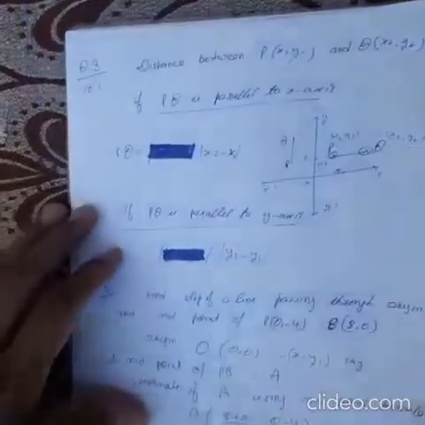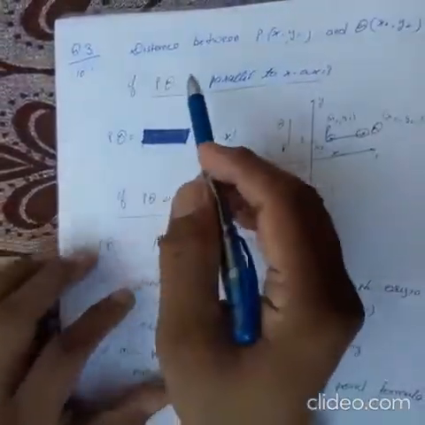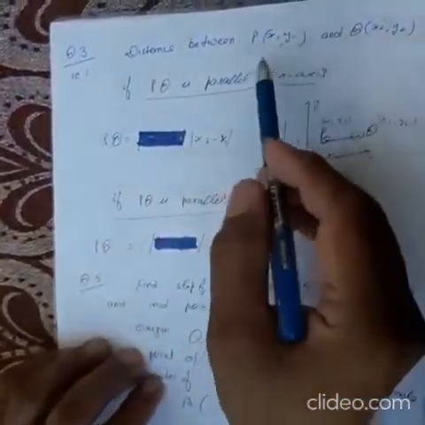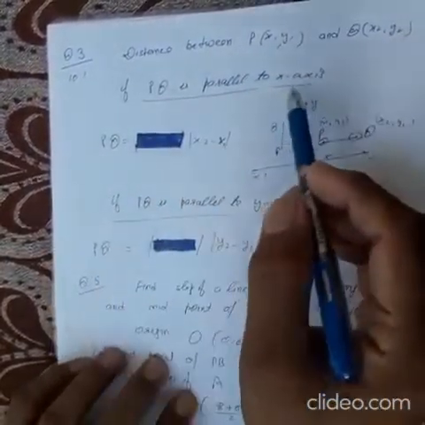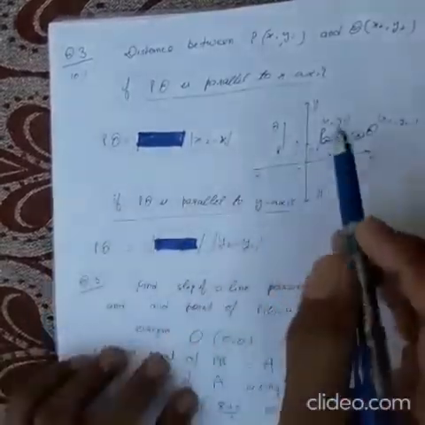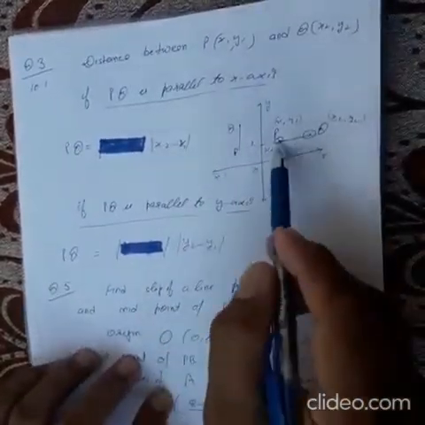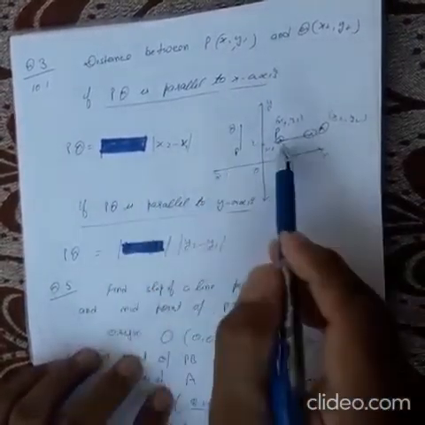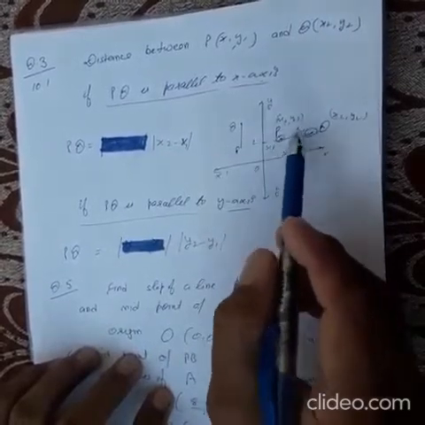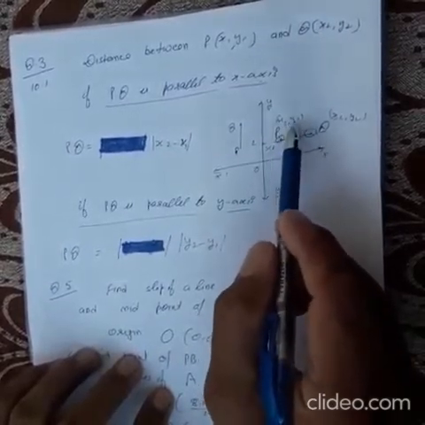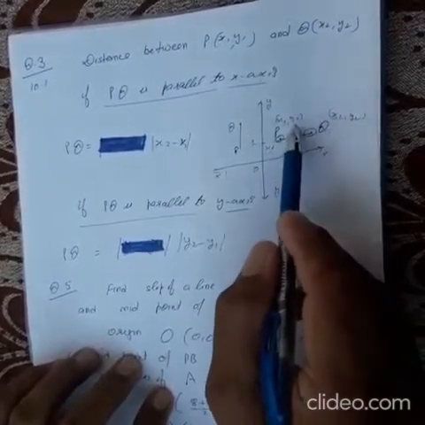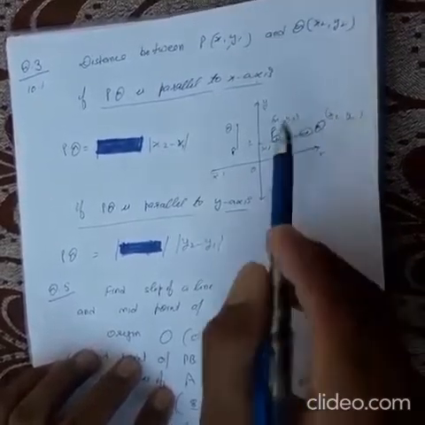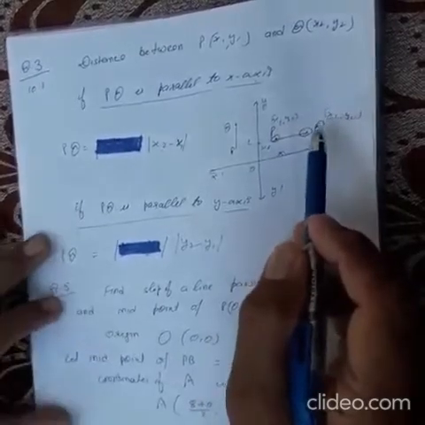Question number 3. Find the distance between points P and Q, where P is (x1, y1) and Q is (x2, y2), if PQ is parallel to the x-axis. Now because PQ is parallel to the x-axis, this is the condition. So if PQ is parallel, then y1 will be equal to y2, and x1 and x2 will be different.